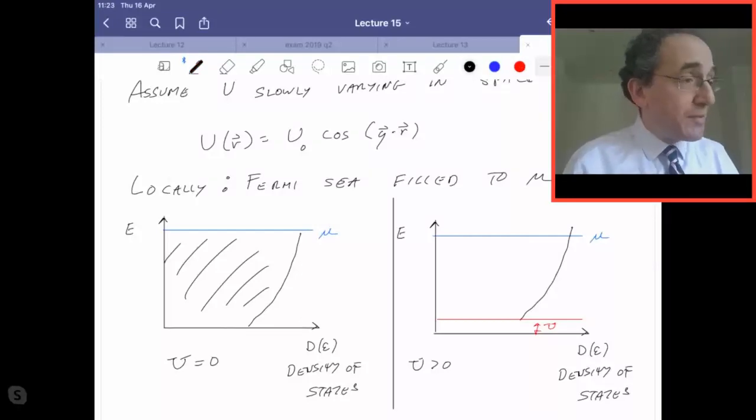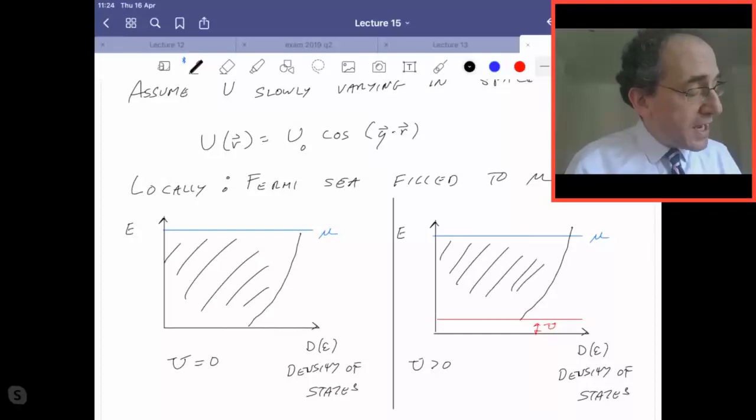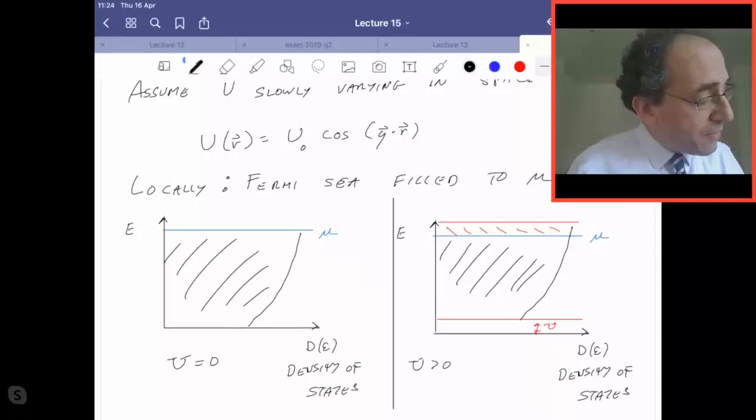And now the chemical potential stays in the same place. So now I'm only filling these. And these states up here, I'm going to draw them in red. Now, pushed up to slightly higher potential. These states in here have been pushed above the chemical potential, and they are now empty, okay? So these states here that have been pushed above the chemical potential have emptied out.